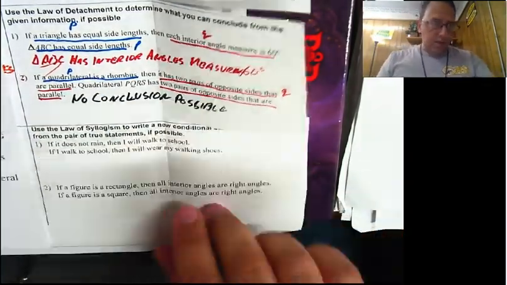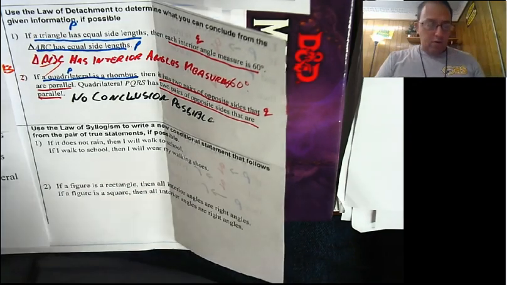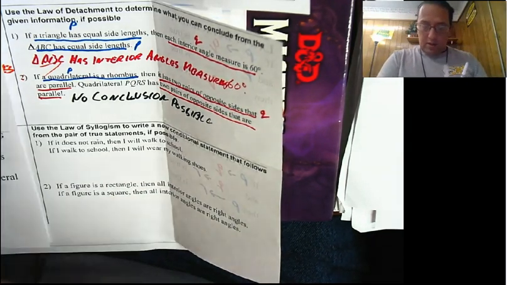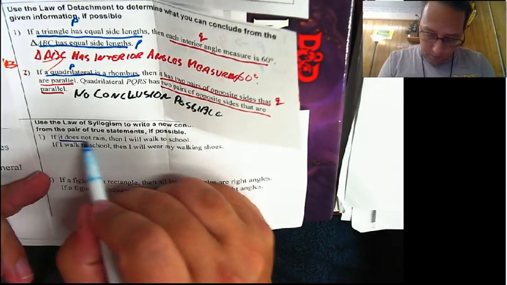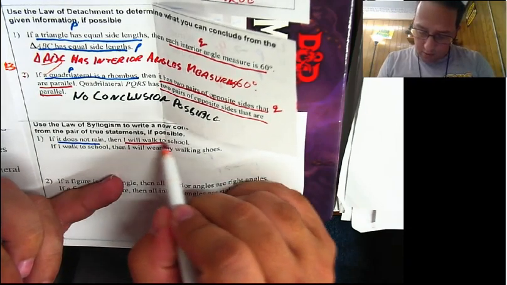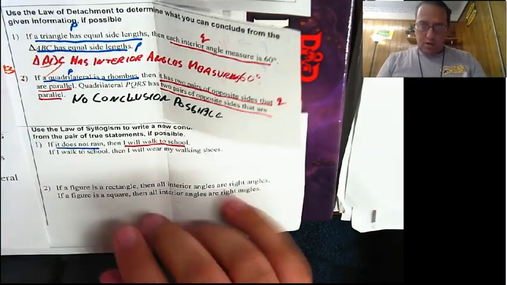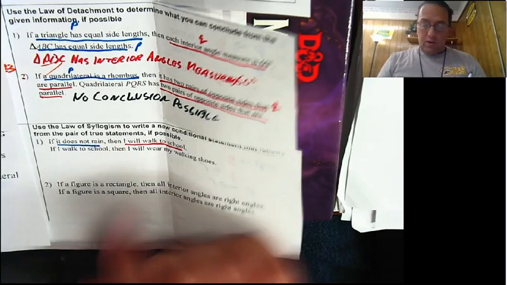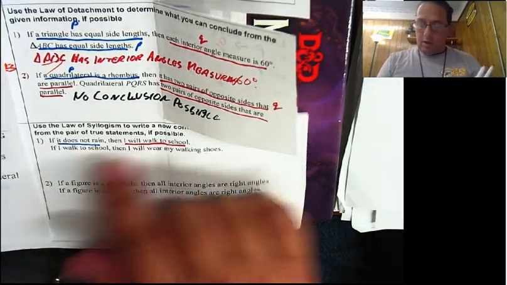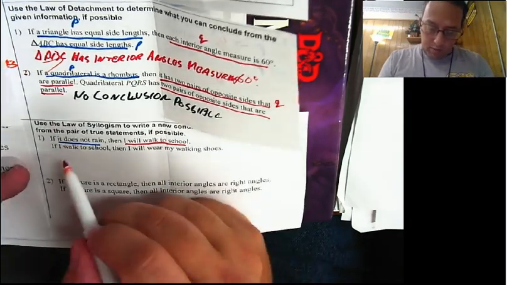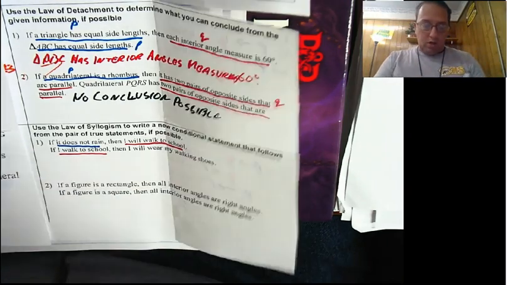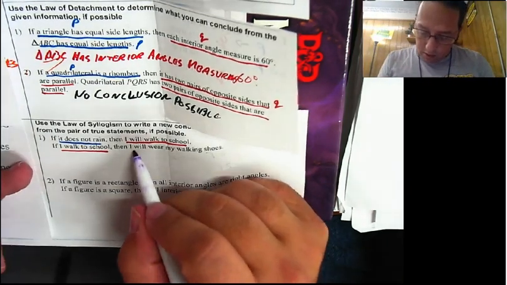So it's here. If it does not rain, then I will walk to school. All right? So let's see. Hypothesis: it does not rain. Then I will walk to school. Conclusion: I will walk to school. So here, if I walk to school, then I will wear my walking shoes. Let's see. Does this match either of my first two statements? Yeah, the conclusion up here, I will walk to school. Does this one match either of those statements? No. So that's a totally new thing. We will call that one R.